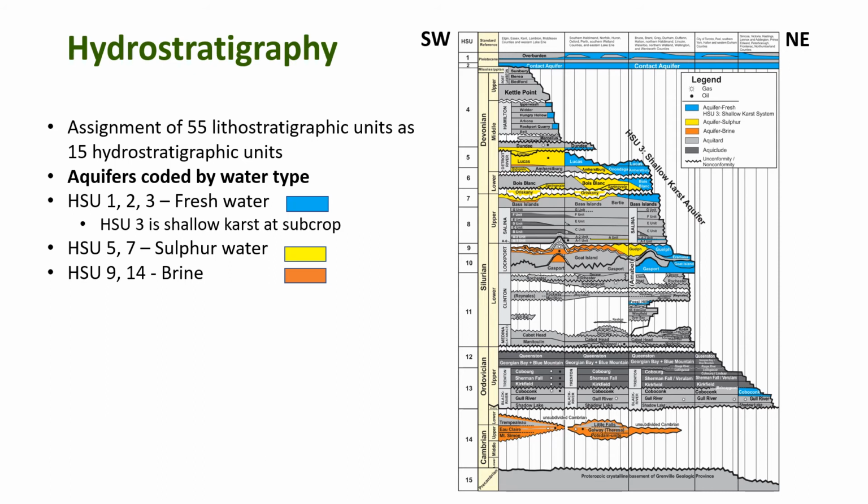Freshwater occurs in 3 shallow water aquifer systems. 1 in the superficial sediments, HSU2, and a contact aquifer at the sediment bedrock interface, and HSU3 in shallow karst developed at the subcrop edges of carbonate formations. In intermediate to deep subsurface, thin aquifers of brackish to saline sulfur water or brine occur in paleokarst horizons developed at disconformities at the upper surface of carbonate bedrock formations where they were exposed to subaerial weathering in the geologic past.